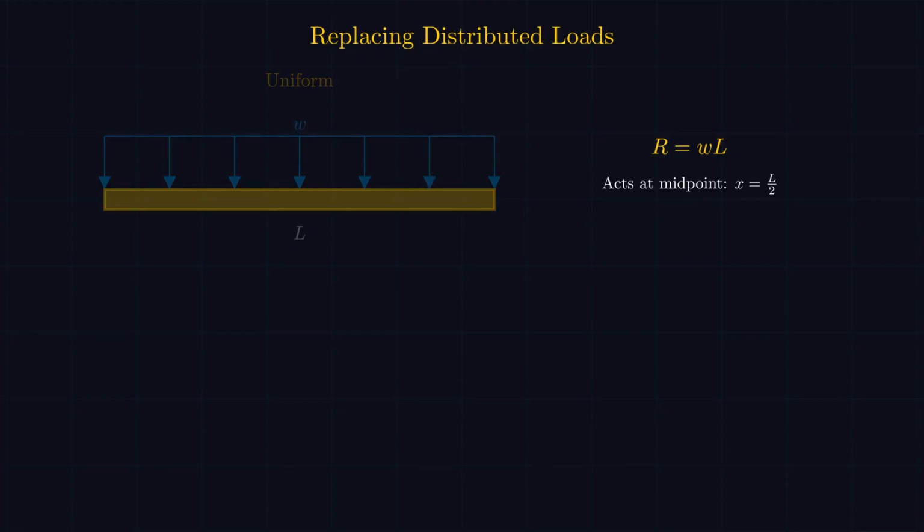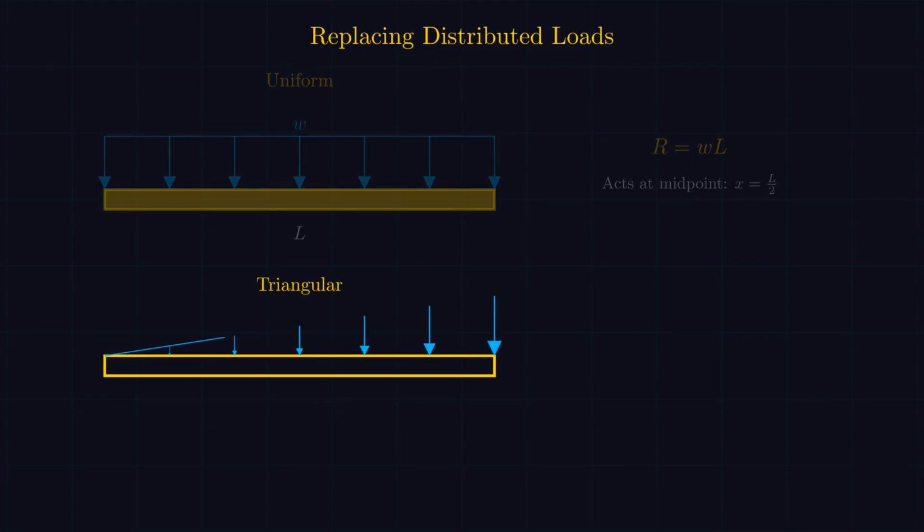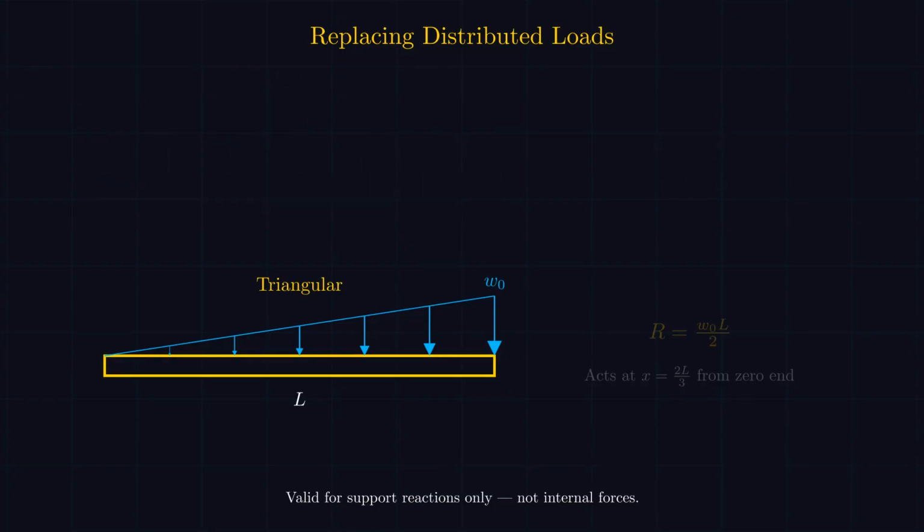For a triangular load that starts at 0 and grows to a peak of W naught, the resultant is different. R equals W naught times L over 2, acting at 2/3 of L from the 0 end. This equivalent force gives the same reactions. But remember, it's only valid for finding support reactions, not for internal forces. Now we know how loads act on a structure.